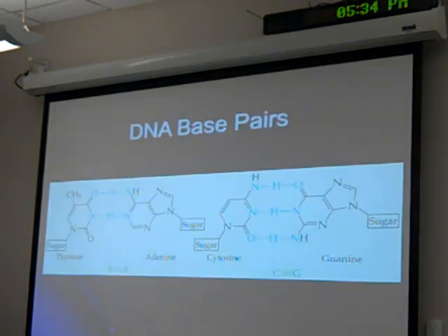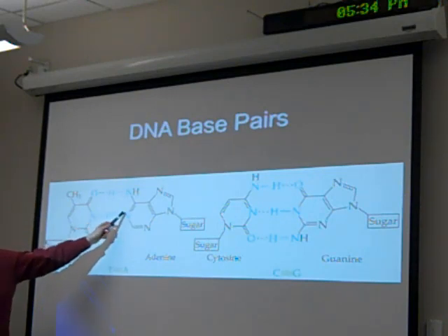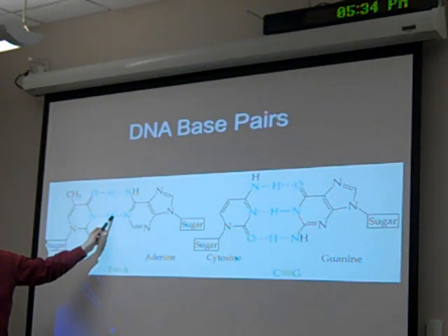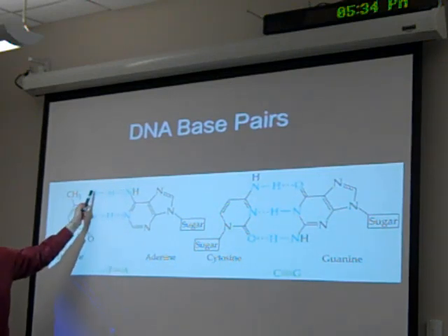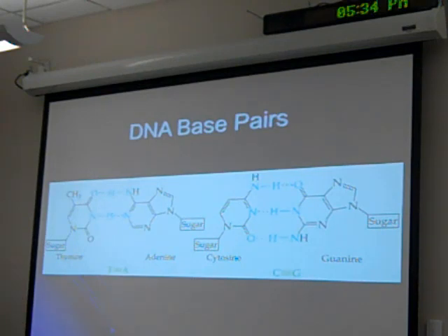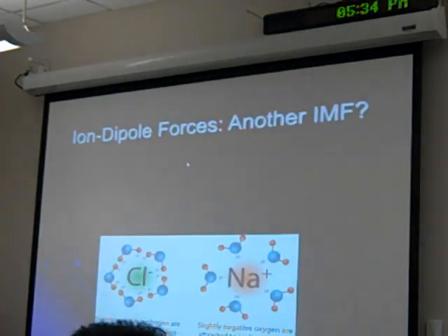So this actually shows the different base pair hydrogen bonding interactions. The NH here, the lone pair of electrons here being attracted to the H, the NH here, and the lone pair of electrons in this oxygen being attracted there. So you get a lot of that.